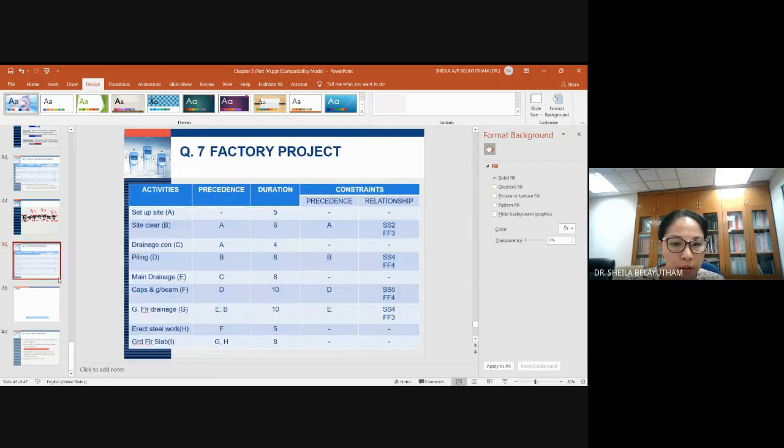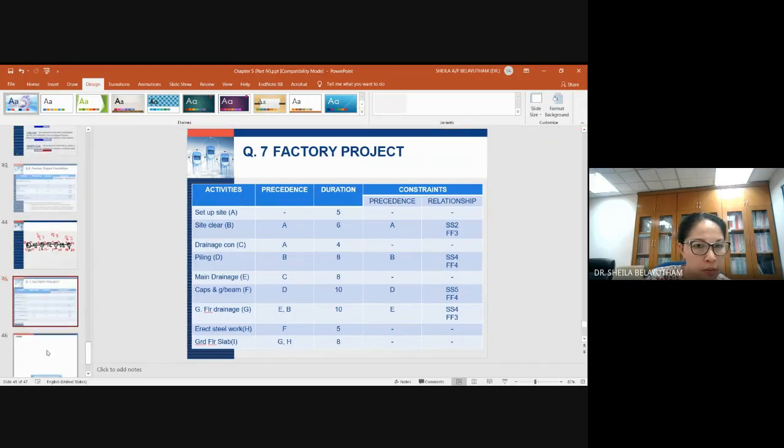Okay, so let's first start with the network diagram itself. If you are given this, you would see that you have activity A, which does not have any precedence. Then you have activity B, the precedence will be A. C, the precedence will be A, D, B, and so on. It's a bit troublesome for me to draw like this.